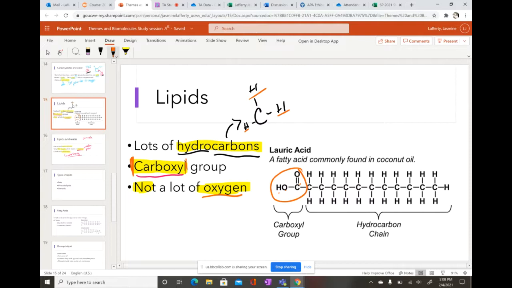Okay? Now, the main thing is when you're identifying these lipids, you need to make sure that... I've seen a lot of kids just be like, look at this.